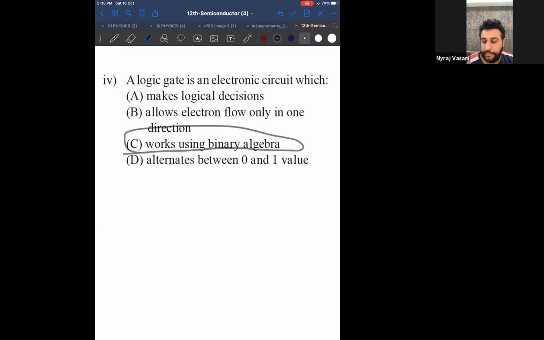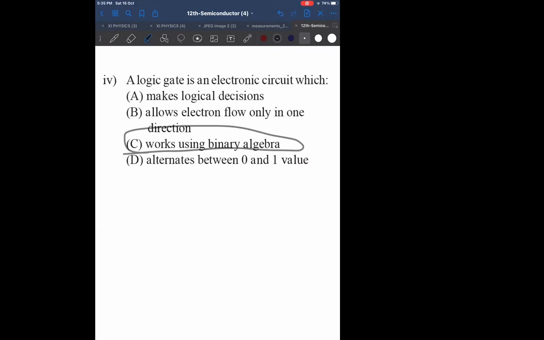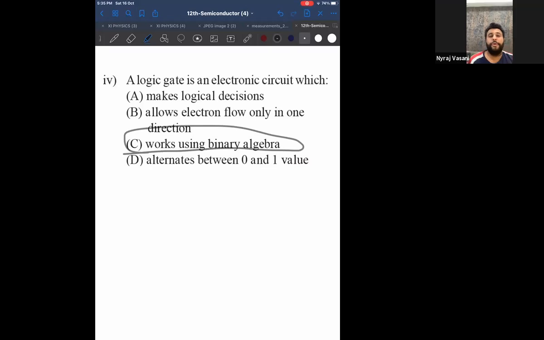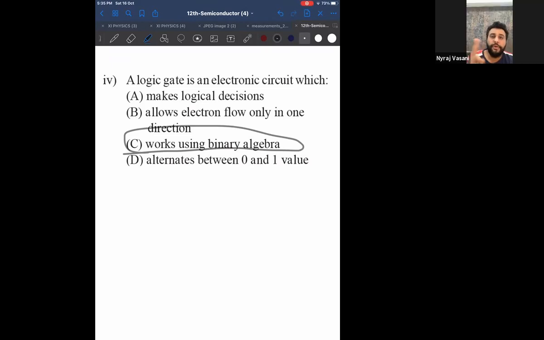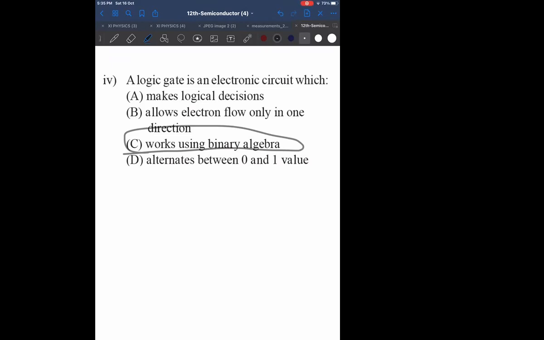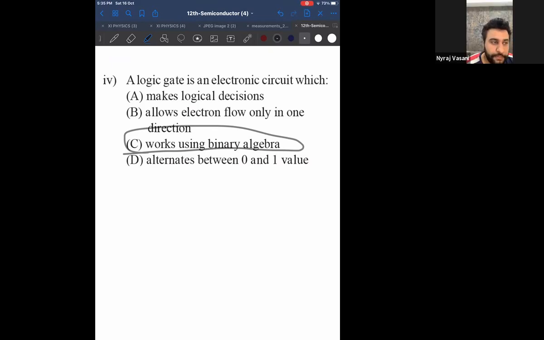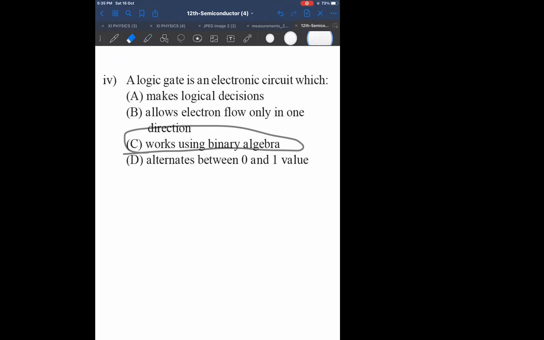Sir, why isn't D correct? Yes. So it doesn't alternate between 0 and 1. For example, what is the output for an OR gate for 0 and 0? Answer is 0, correct? It does not become 0, 1, 0, 1. It gives you a fixed output, either 0 or it will give you 1. It does not keep changing between 0 and 1. Do you understand? Understood. Yes, sir. So make a note of this particular option.